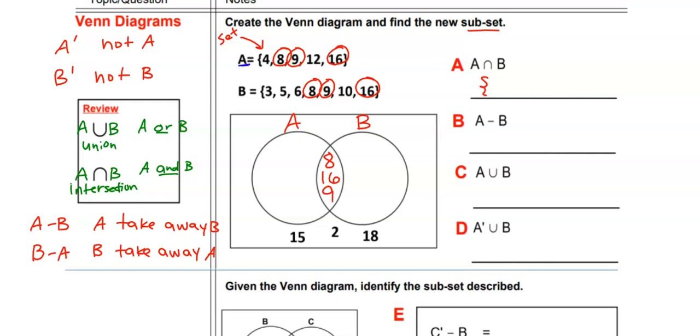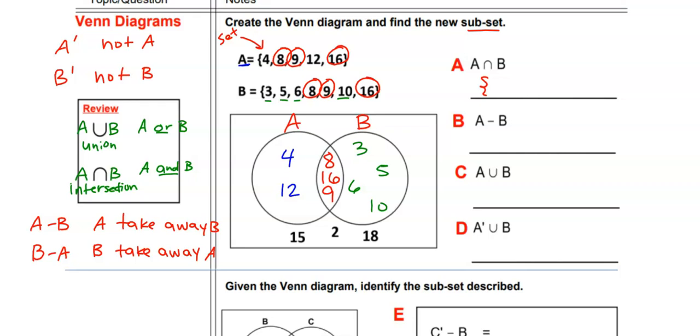Then I'm going to take the ones that are in A, so 4 and 12, and put those ones just in A. And then 3, 5, 6, and 10, I'll go in B. You can just kind of spread them out however you'd like there. Okay, and then we also have 15, 2, and 18 that are in neither A nor B.